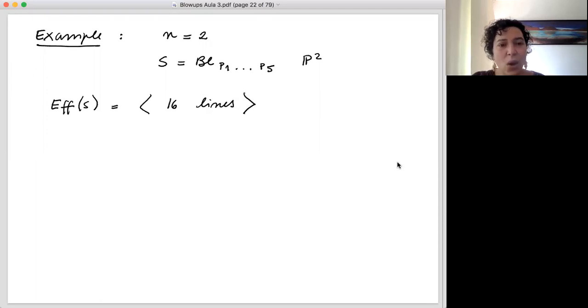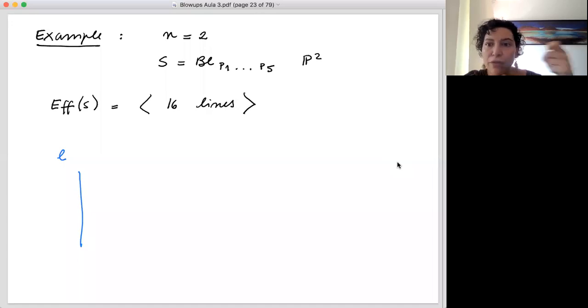And in this case, also, there are many different realizations of the surface as the blow up of P2 in 5 points. So let me describe all these realizations. Whenever you fix one of these 16 lines, so you take one line L, then there are 16 lines on the surface, and they have a very special incidence relation.